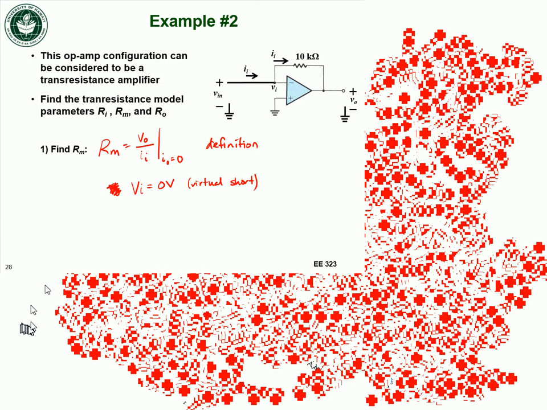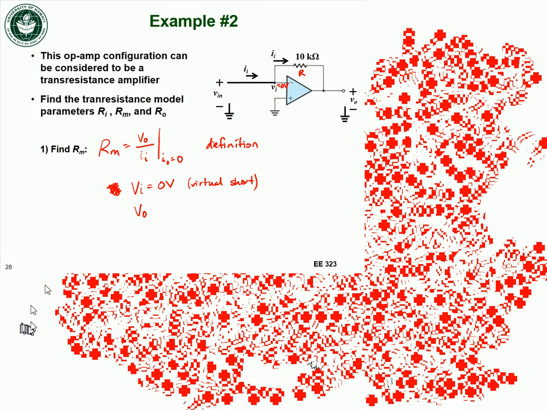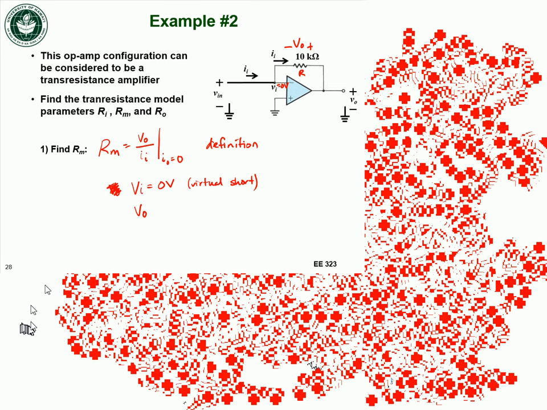Okay, so now if I know that this point in the circuit is 0 volts, let's write an equation for the output voltage. So the output voltage is voltage from this point in the circuit to ground, to 0 volts. So it's the same as the voltage across this 10 kilo ohm resistor. Now let's call this R. But only if the polarity of that voltage is going to be that way, right? That's V naught. The positive part of V naught is at this point in the circuit. The negative side of V naught is at the ground potential, which is this point in the circuit as well.